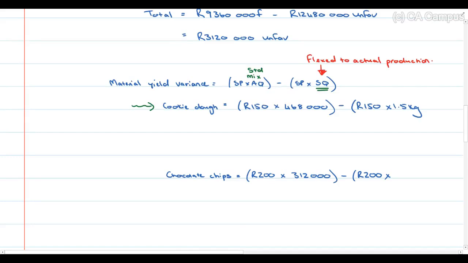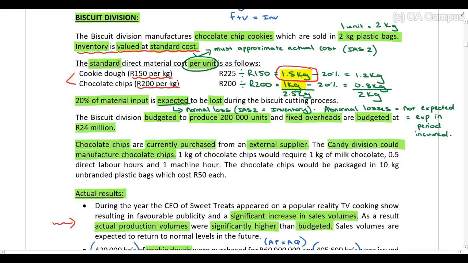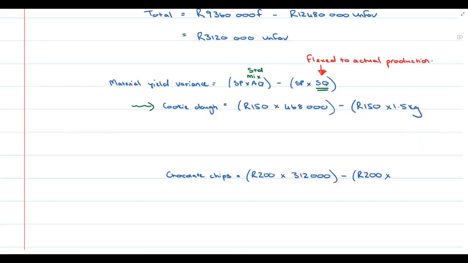And in order to make 1 unit, how many kilograms of chocolate chips do we need? To make 1 unit, we need 1 kilogram of chocolate chips. That is the standard quantity for 1 unit. That is what they need to input into production according to the standard if they want to manufacture 1 unit.